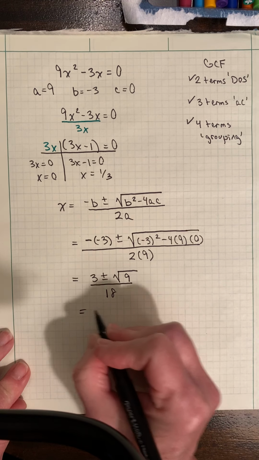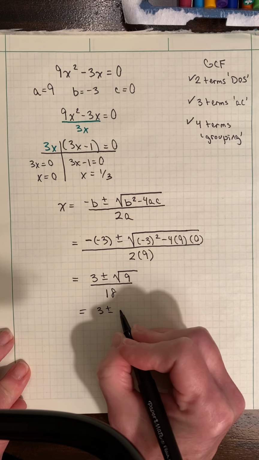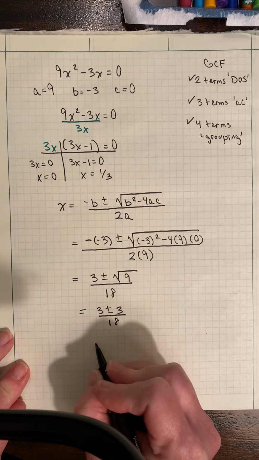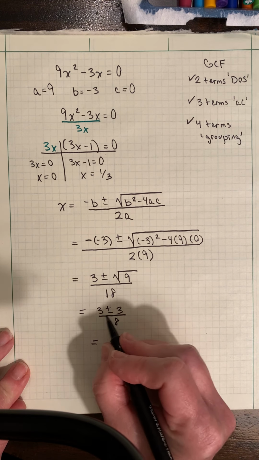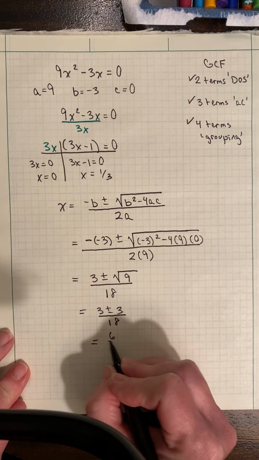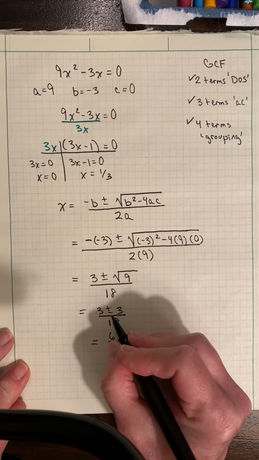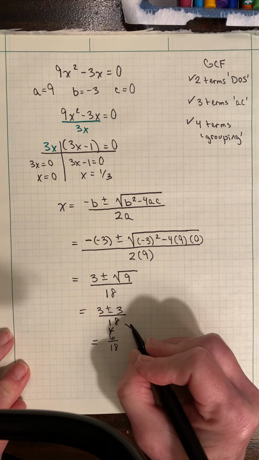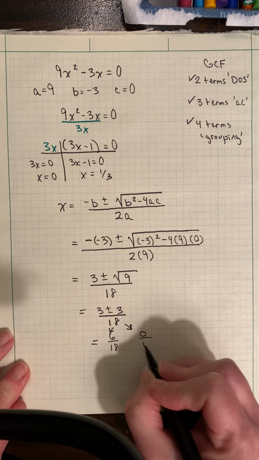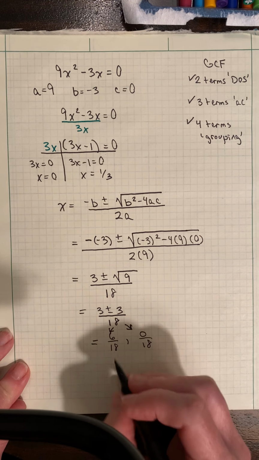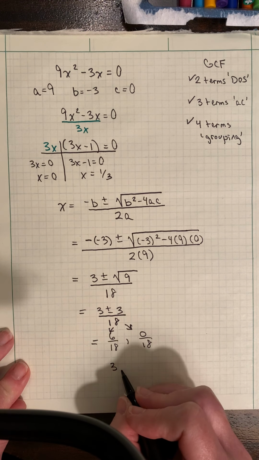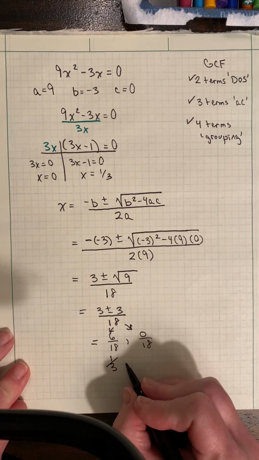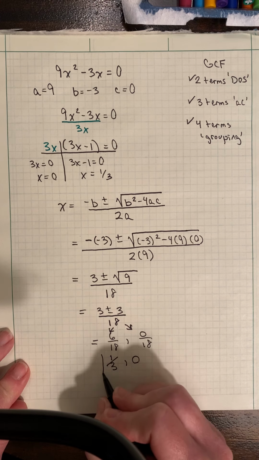That's a perfect square. Square root of 9 is 3, over 18. 3 plus 3 is 6 over 18. 3 minus 3, so that's one possible. 3 minus 3 is 0 over 18. Put a comma between. Let's simplify those. That gives me 1/3. Canceling out the 3's, or 0.